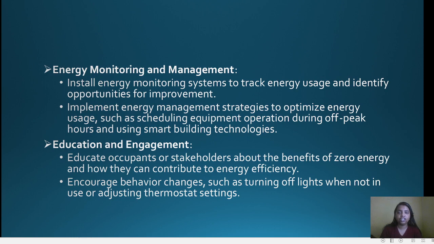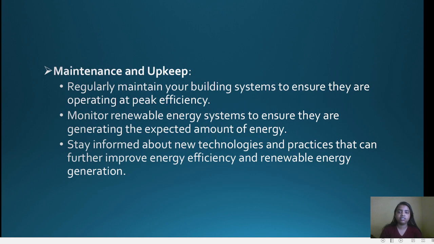Energy monitoring and management. Install an energy monitoring system to track energy usage and identify opportunities for improvement. Implement energy management strategies to optimize energy usage, such as scheduling equipment operations during off-peak hours and using smart building technologies. Education and engagement. Educate occupants or stakeholders about the benefits of zero energy and how they can contribute to energy efficiency. Encourage behavior changes such as turning off lights when not in use or adjusting thermostat settings.